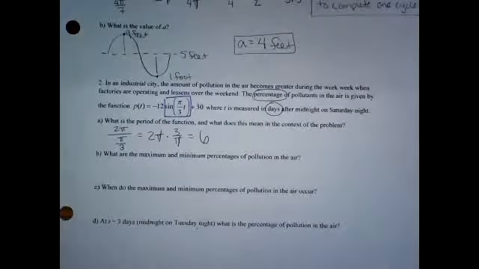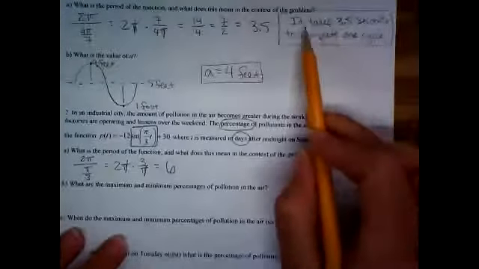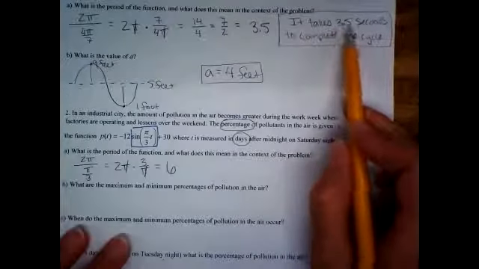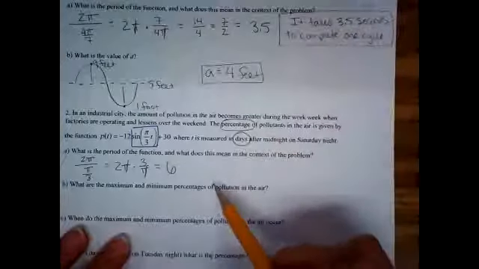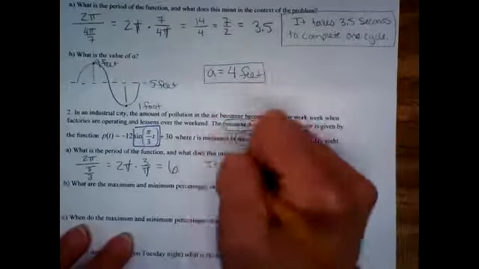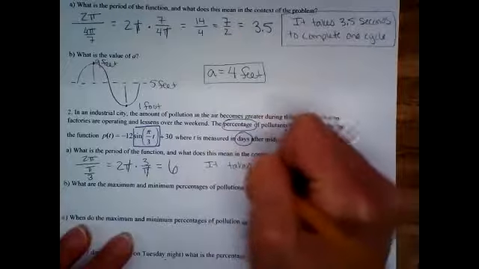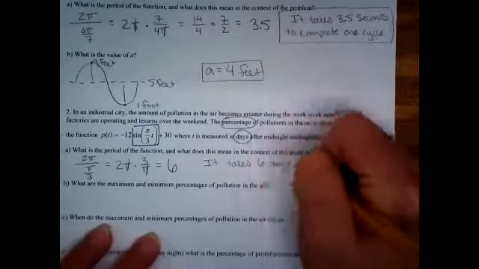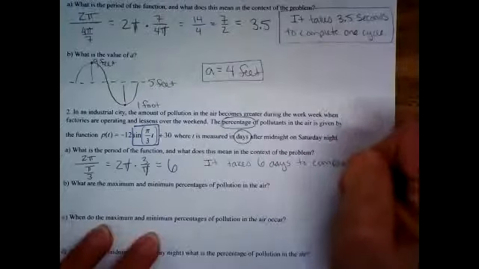Now you have to write a sentence. It's gonna be almost the exact same sentence that we wrote for this one. We're just, instead of 3.5 seconds, gonna change that to what it is in this problem. So it takes 6 what? Days, good, to complete 1 cycle.